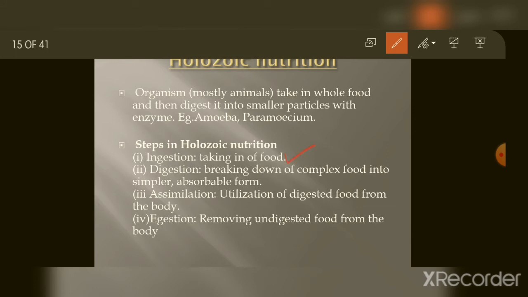The next one is digestion. After intake of food, it is broken down into soluble form. And the third one is assimilation, in which the digested food is utilized. This is the third step. And the fourth one is egestion, also known as excretion, which is the removing of undigested food. So there are four main steps. First is ingestion, taking in of food. Digestion, breaking it into smaller particles. Assimilation, utilization. And egestion, that is excretion.